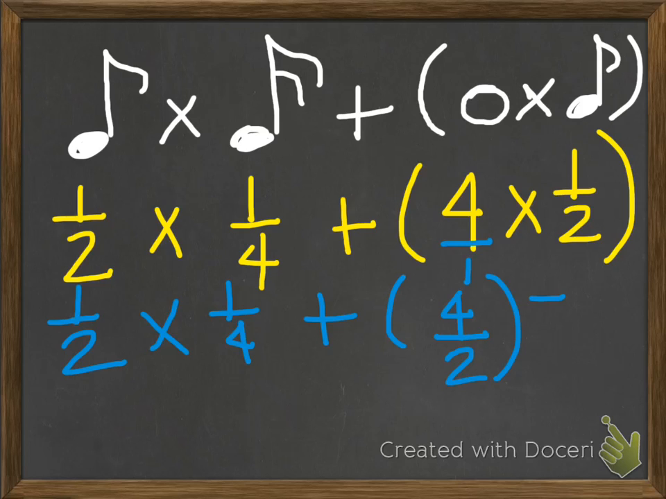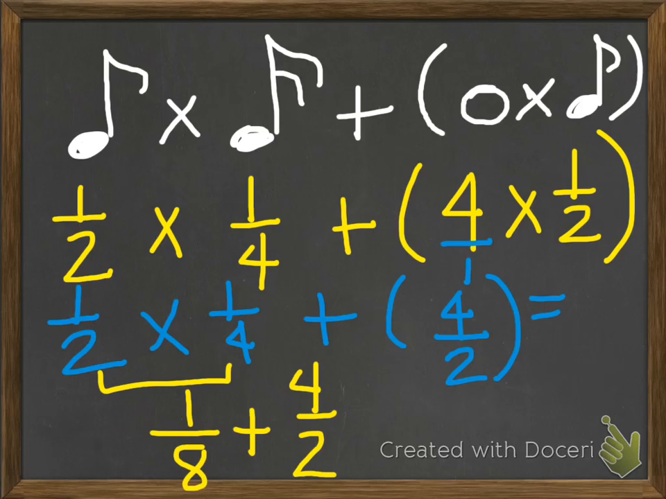Okay? So now, next step. After parentheses, multiplication, division, in order from left to right. So we're doing this now. 1 times 1 is 1. 2 times 4 is 8. Plus 4 over 2. Let's get a common denominator. In this case, it will be 8.